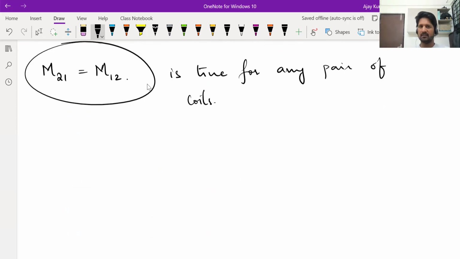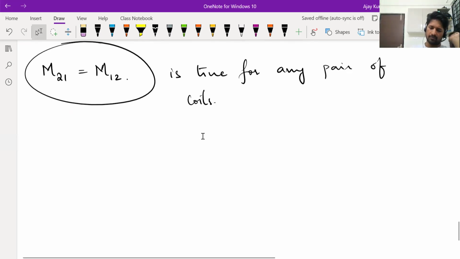So the conclusion is that to derive mutual inductance between two coils, it does not matter. Okay, for the end result, it does not matter which coil you take current in and which coil you calculate the flux in. The choice is yours. Okay, whichever is mathematically easy, you will take that. So this is true in general, mutual inductance of two coils. It doesn't matter in which one you take the current and in which one you try to find out the flux.